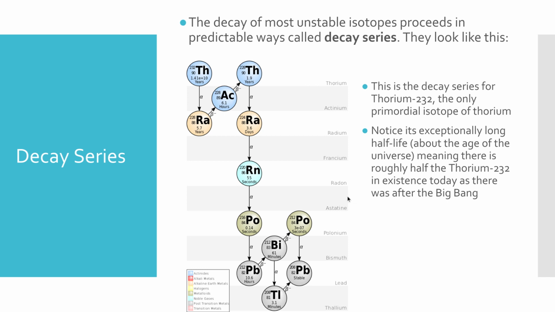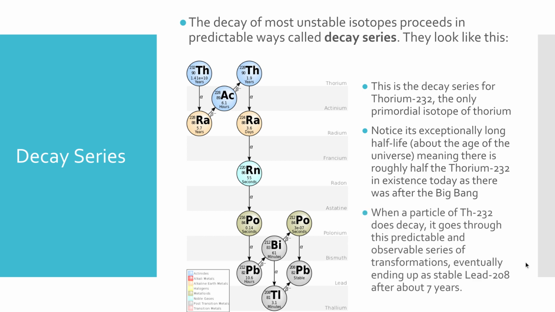But you'll notice after that exceptionally long half-life, all the other half-lives are much shorter. So years, hours, days, and seconds. You'll notice that only one of them is stable. That's lead-208, and that's because that's the end of the decay series. Once the atom gets to lead, it really stops changing.